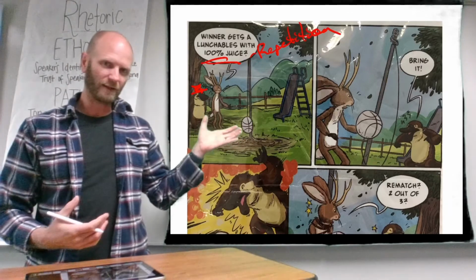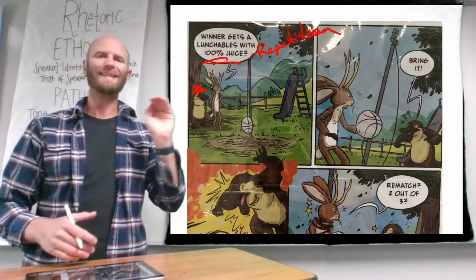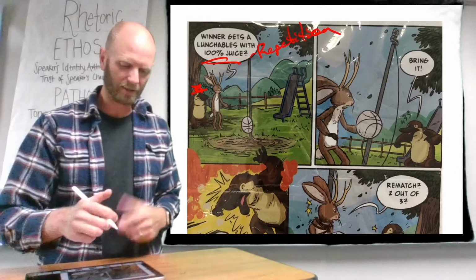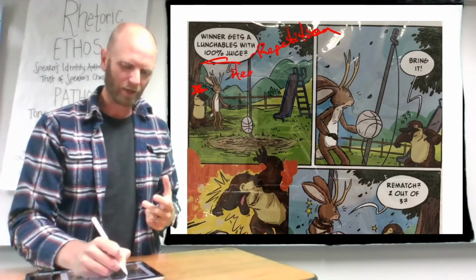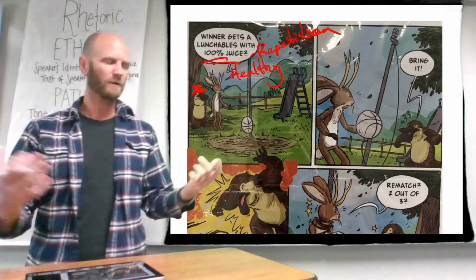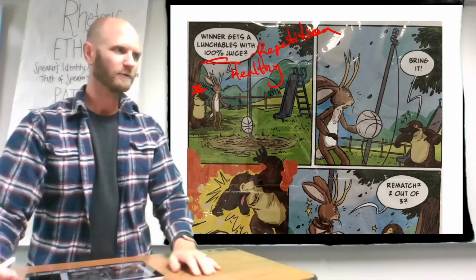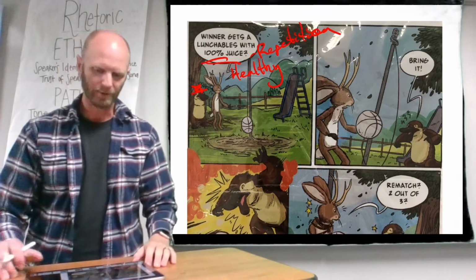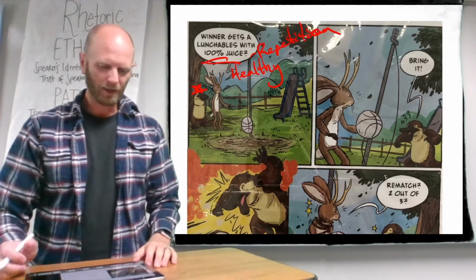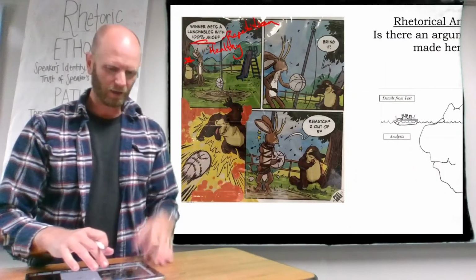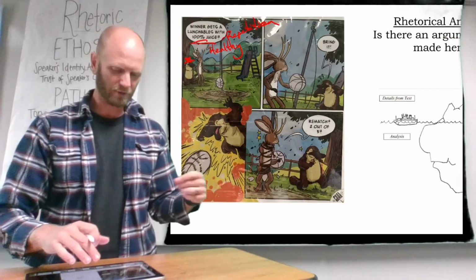Clearly, again, this is something they are putting money into, that they are doing intentionally, pointing out that it is 100% juice because they want that idea of healthy. Of course, we are remembering that 100% juice still means it's 100% sugar, just maybe not artificial, okay? So they're going to play tetherball. Winner gets a Lunchable with 100% juice.